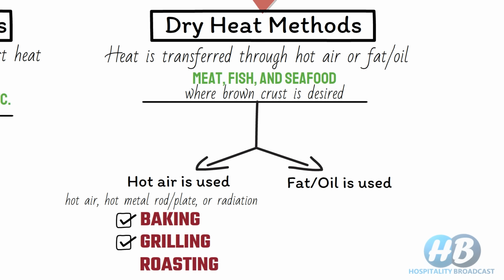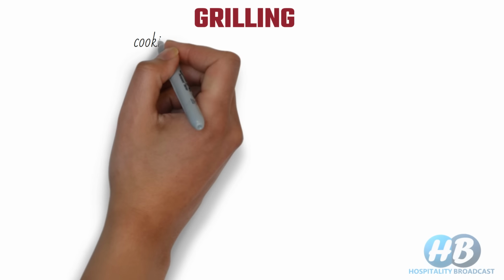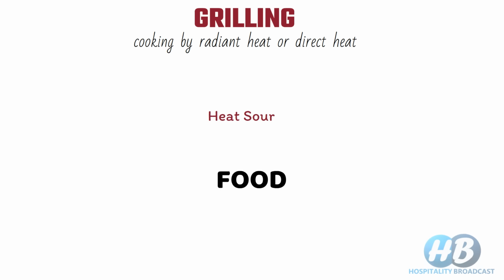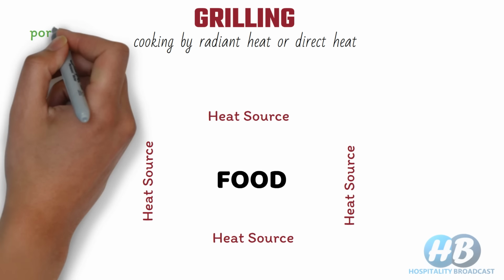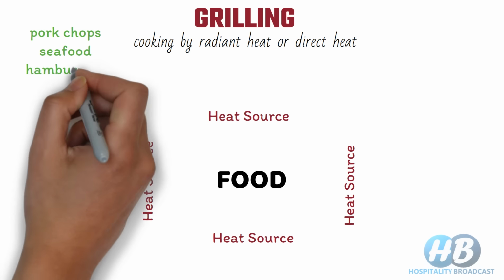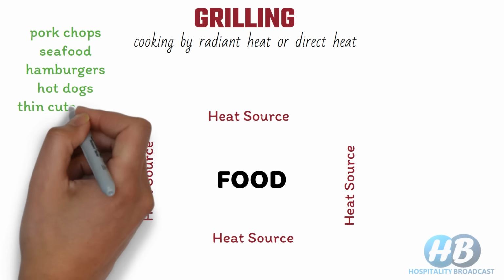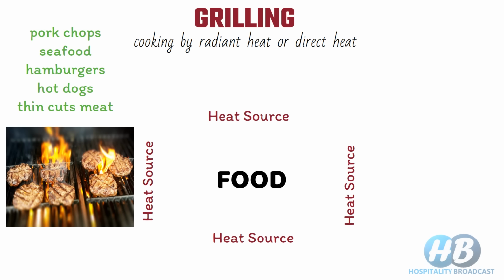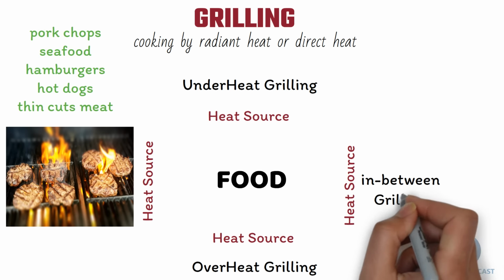Next we have grilling. Grilling is cooking by radiant heat or direct heat, which could be from above, below or from the side. Best suited for pork chops, seafood, hamburgers, hot dogs and other thin cuts, since the intensity of fire is high. The food which is to be cooked is put on a grill or grill pan. Based on the direction of heat, it may be of three types: overheat, underheat and between heat.